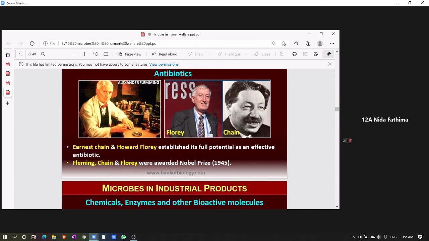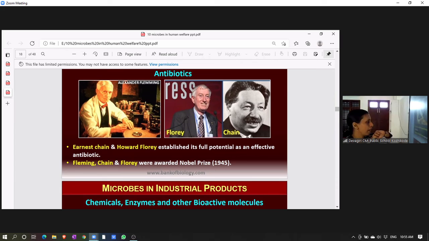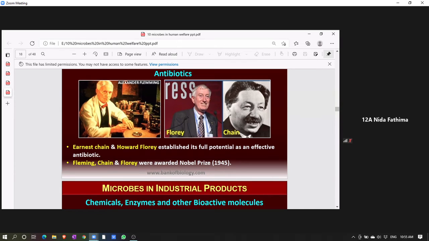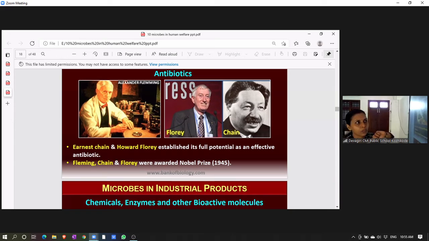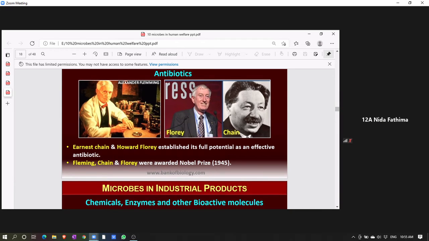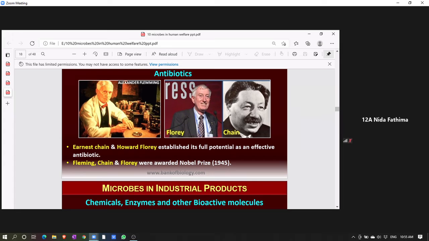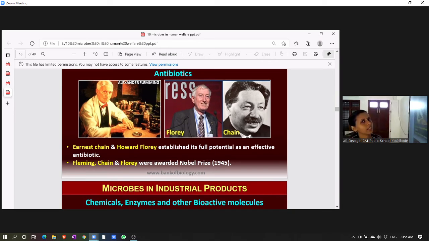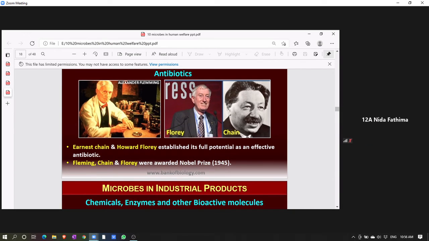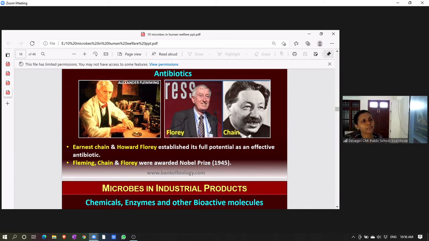Which is the antibiotic discovered by Alexander Fleming? Penicillin. From which microbe is it produced? Penicillium notatum. Who were the other people who found out the full potential, so that it can be used as an effective antibiotic? Chain and Florey. They were awarded what? The Nobel Prize. In which year? 1945. So that part also you have to learn.